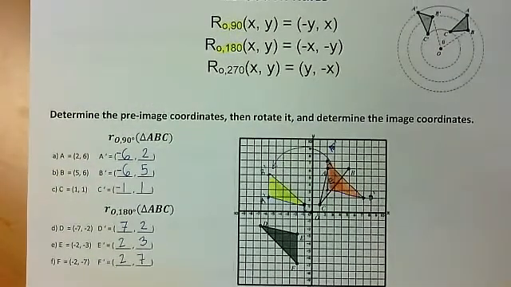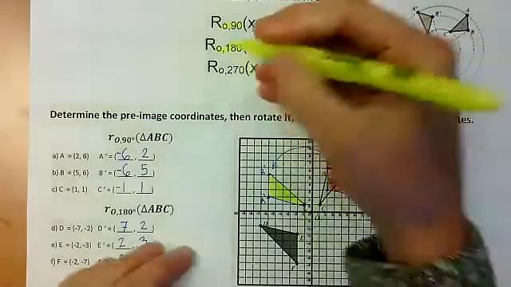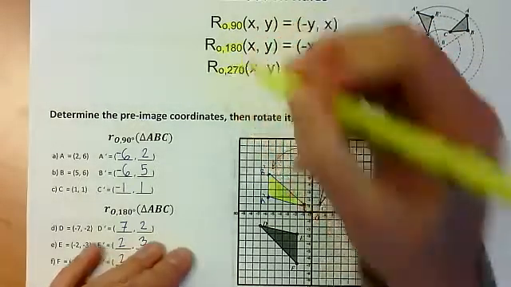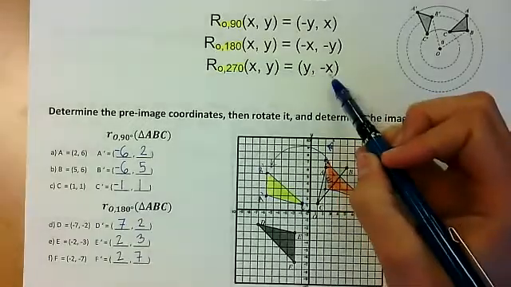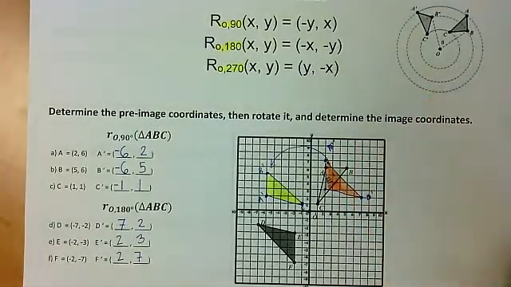And so the last rule, I don't have an example for this one, is rotating 270 degrees. And that rule is you switch x and y and you change the sign of x.